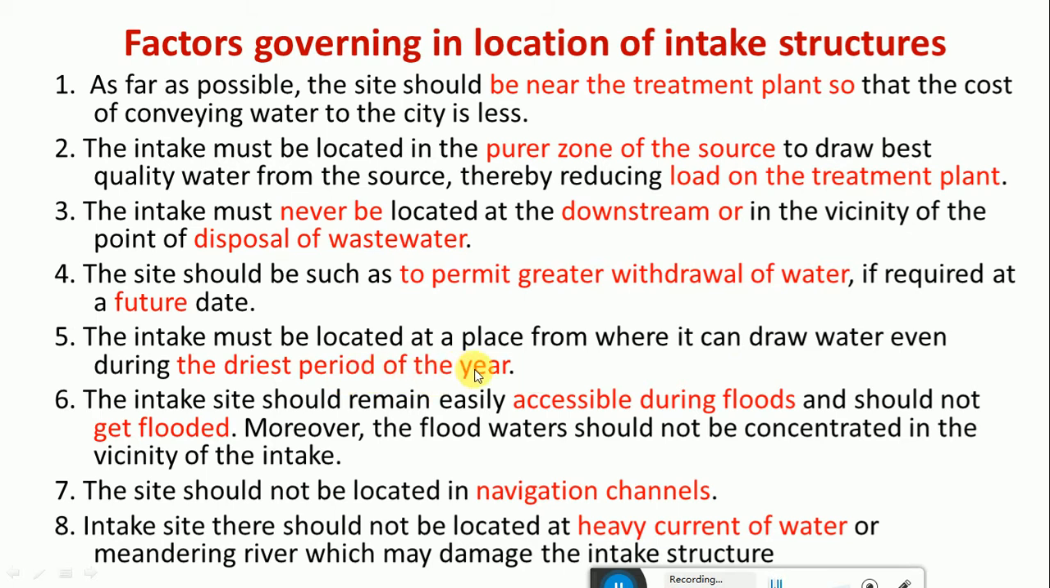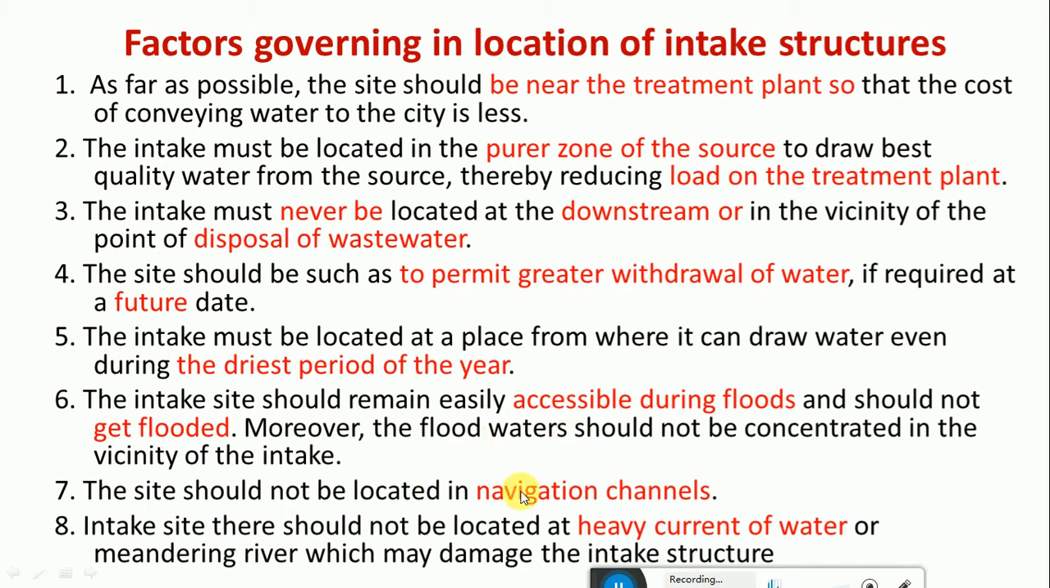Okay, because normally this problem will happen in the case of rivers and canals, where the water will not be flowing throughout the year. Not all rivers are perennial, so in some of the rivers the water level drops. Under such circumstances we should see that the intake is located so that we can draw water even during the dry period of the season. And also the intake should remain easily accessible during floods, and it should not get flooded. So this should also be taken into account.